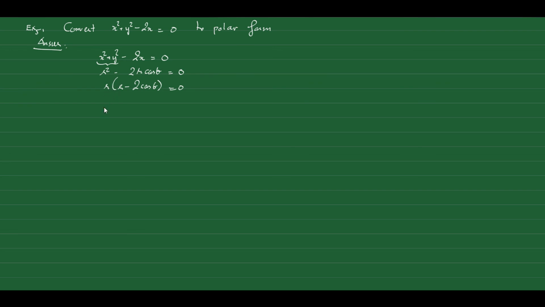And from here we can go ahead and split them up. So r will equal 0, or r minus 2 cosine theta equals 0. That's it. You don't have to solve anything. We just converted that to that form. The reason I keep going over here is that if I keep going like this to get r, it's easy for me to graph this on the polar coordinate system.